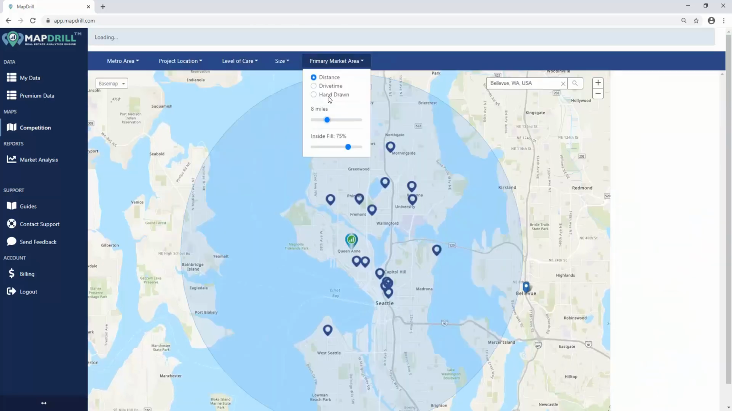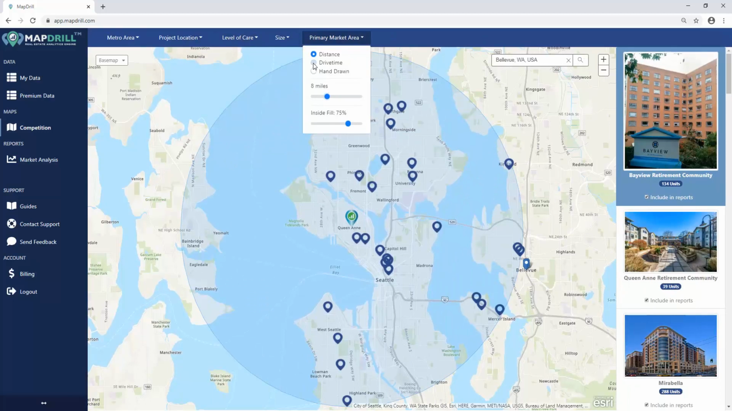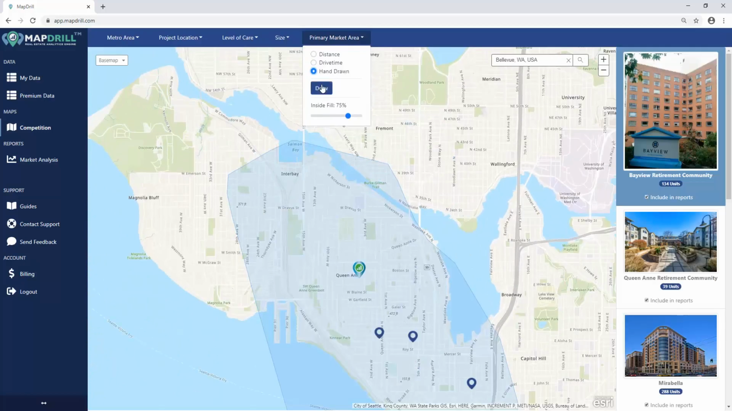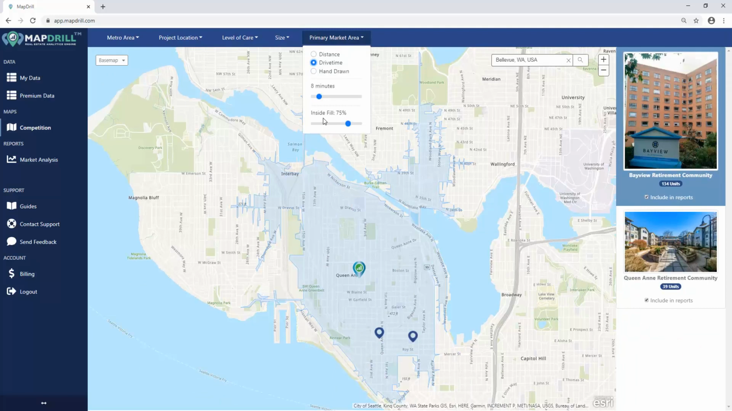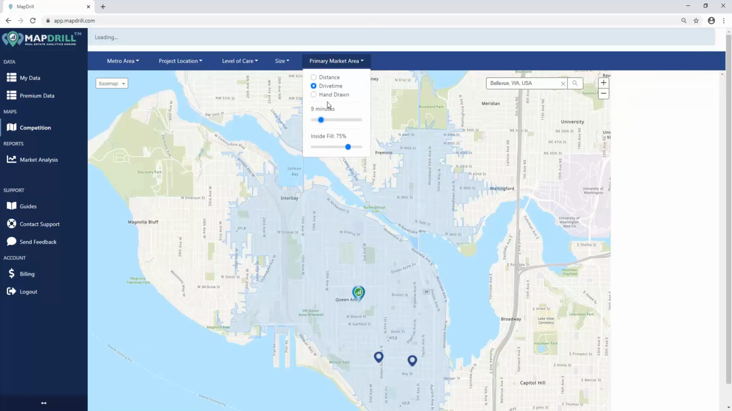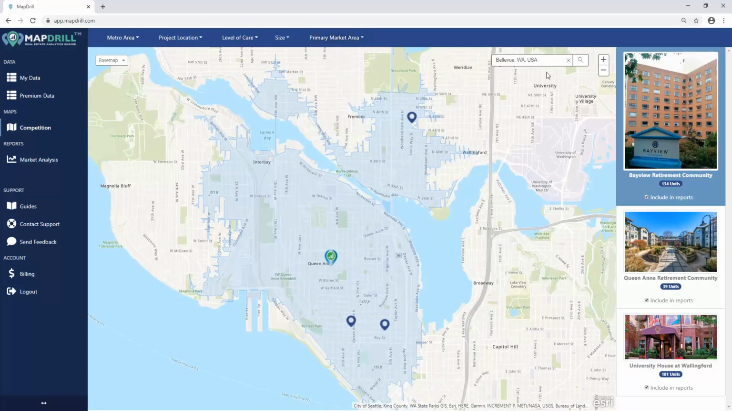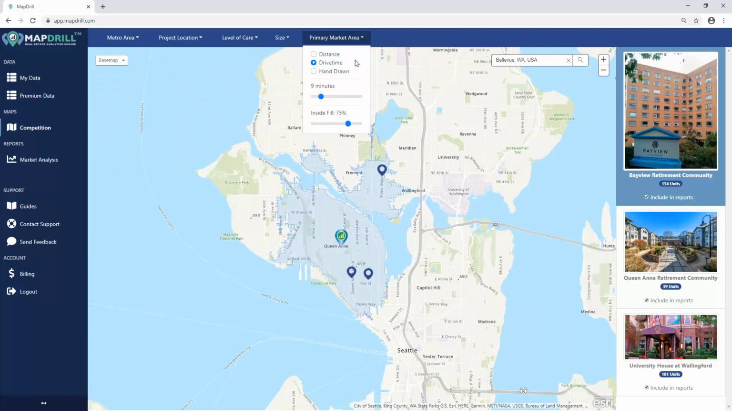And you can look at it by distance, or you can look at it by drive times, or you can draw a polygon of your own. Let's say that we're just going to use drive time. The other part of this that you want to look at is the percent fill, and that fill is the percent of people that you feel are going to come within the primary market area that are going to fill your project. So let's say that it's 75%.